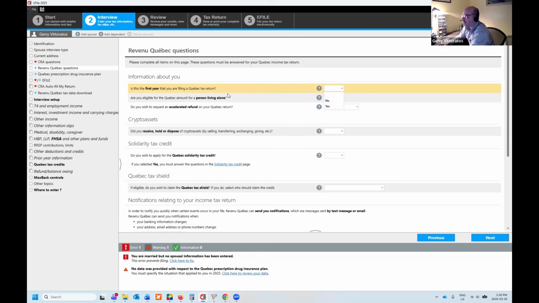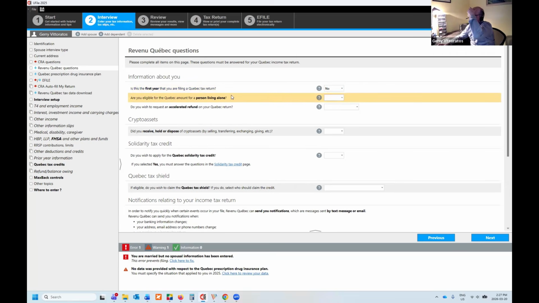So first, is this the first tax year you're filing on the Quebec tax return? We're going to say no, but just be mindful that for this question, it's not your first return on the federal, but it might be your first return with Quebec if you've moved to Quebec during the year. So we're going to say no.